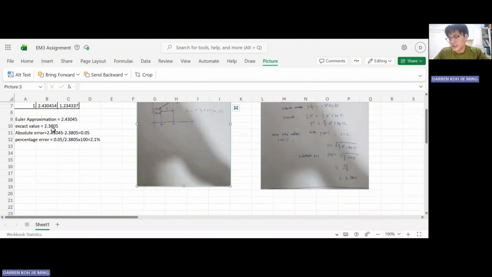Comparing the two answers, the Euler approximation is 2.4305, while the exact solution is approximately 2.3805. The absolute error is 0.05, giving a percentage error of about 2.1%.